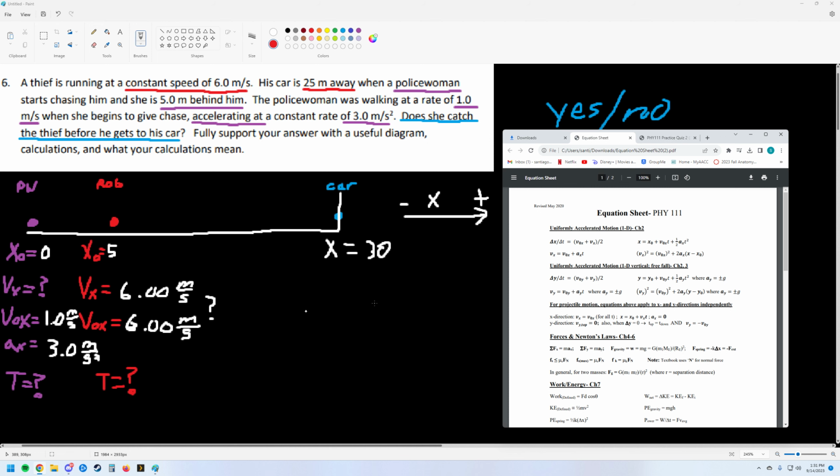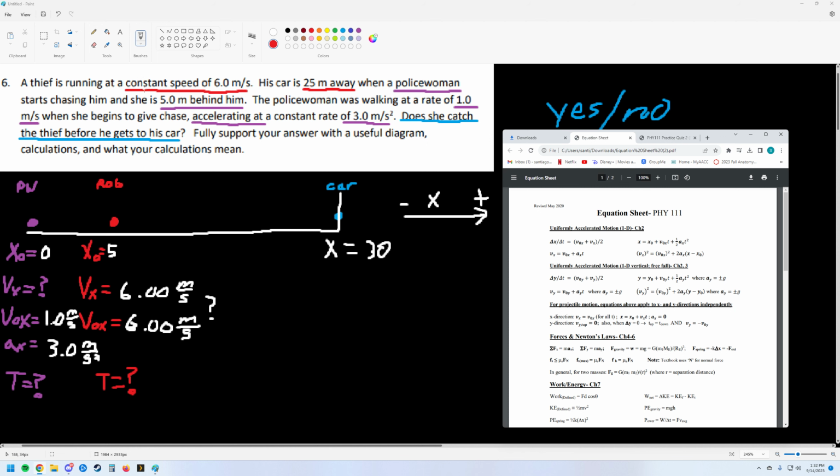We should probably do the robber first. We want to find time. We don't know his acceleration. Or do we just put his acceleration to be 0? See, that's like the super trippy part for me. Like this is messing me up.